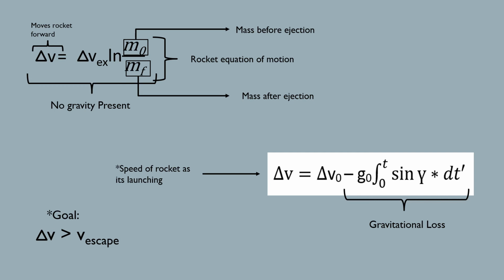So again, our goal is to have the velocity of the escape be the minimum amount of speed that we want, in which the change in velocity, or the speed of the rocket, is going to be greater than that, which again is 11.2 kilometers per second, the lowest that we want the speed to be. So now we can make delta V bigger than the velocity of the escape.